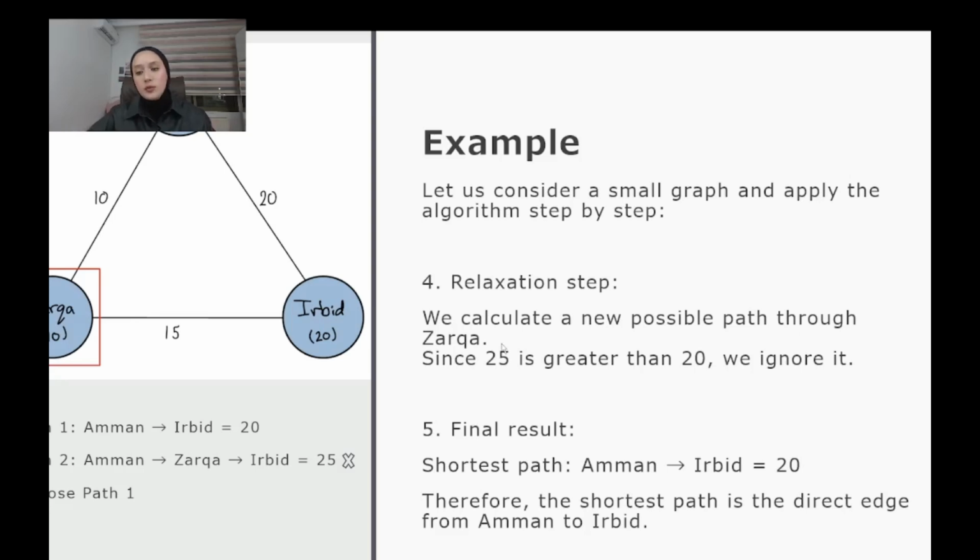We calculate a new possible path through Zarqa. Since 25 is greater than 20, we ignore it. Okay, and then we have the final result: the shortest path is from Amman to Irbid, and that is equal to 20. Therefore, the shortest path is the direct edge from Amman to Irbid.